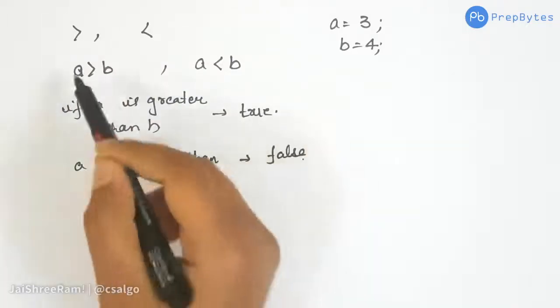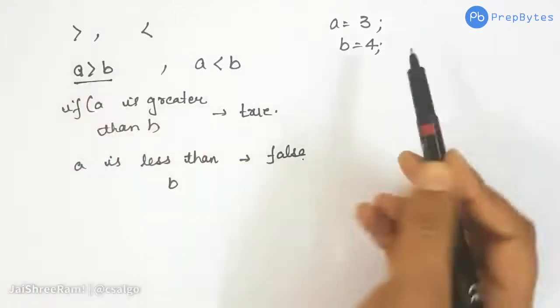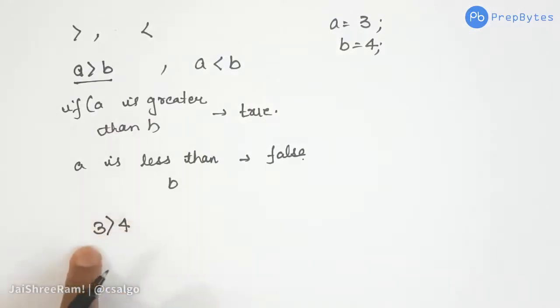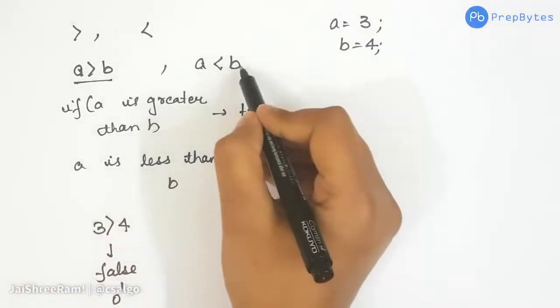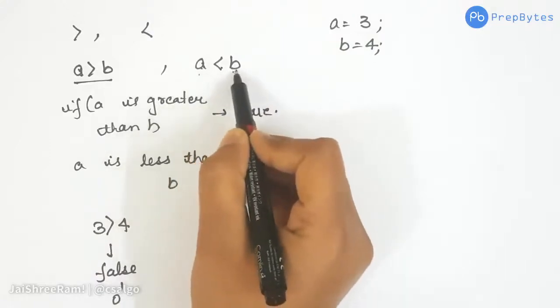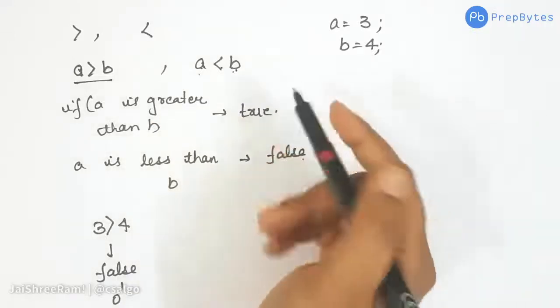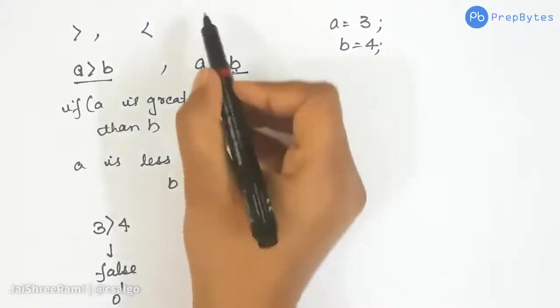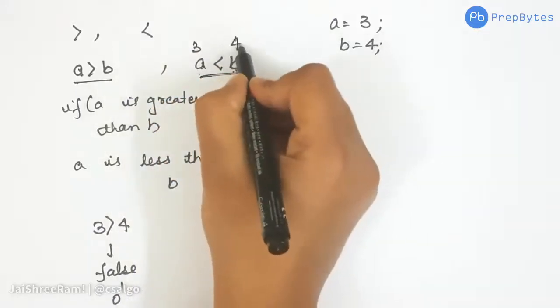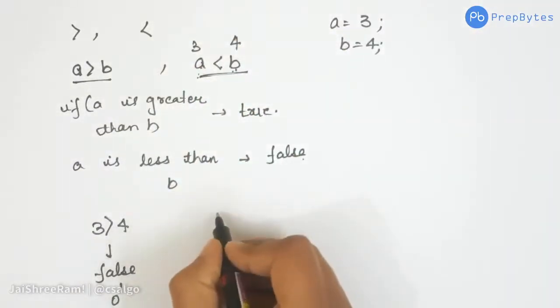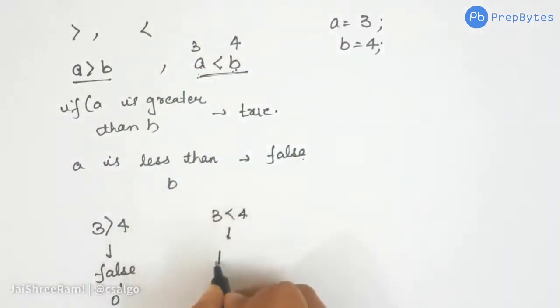So what will I do? I'll check if a > b. Here my a is 3 and b is 4. So is a greater than b? No. So the output for this will be false, which is 0 if you print it. Here we are checking if a is less than b. If a is less than b, I will get the output as true, else false. So here again a is 3, b is 4. So is a less than b? Yes. So the output for this is going to be true.